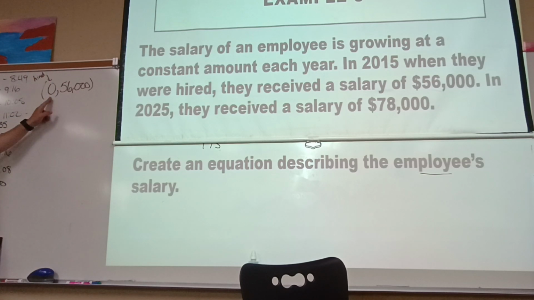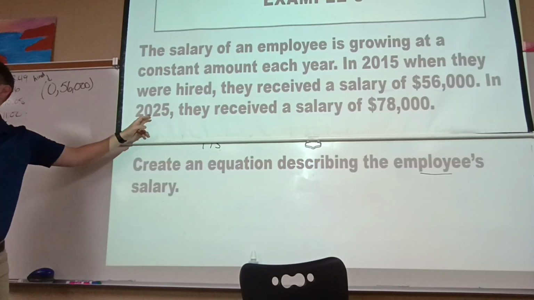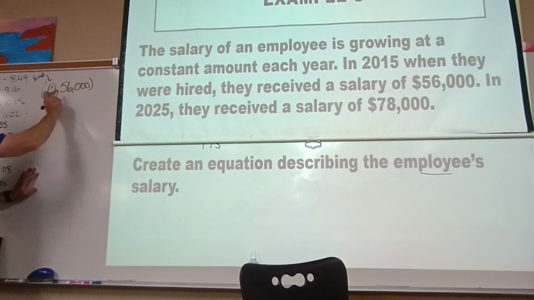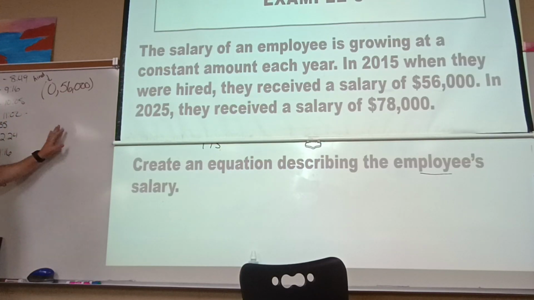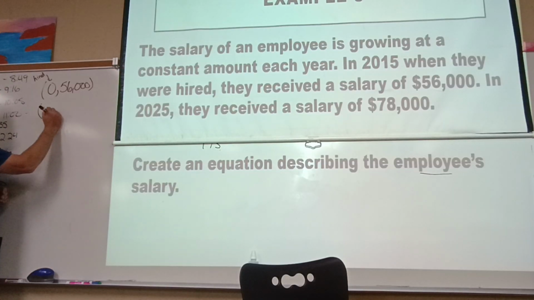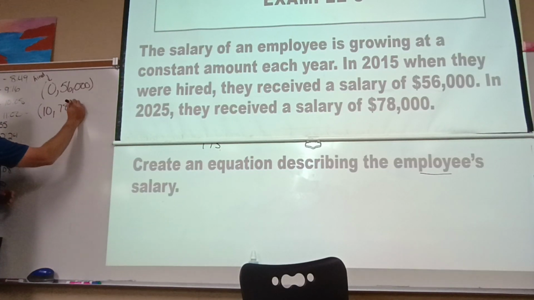Yeah, because when you're hired, how many years of experience do you have? None. Could I put 2015 here? Yeah, I could do 2015 and 2025 for the points. Don't do that. I don't recommend that because your life is going to be a lot harder than if you always say, we're going to start at the start, right? We're going to start at 0, 56,000. Because it doesn't matter. My slope is going to be the same no matter where I put it, right? Because there's always going to be 10 years that have passed. How many years have you worked in 2025? 10. So after 10 years, you have 78,000.